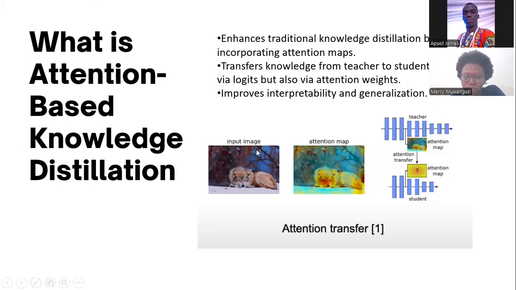As you can see in the image here, we have a fox, and for the model to be able to determine that this is a fox, you have an attention map where it has specific features it's looking at to determine that this is a fox.